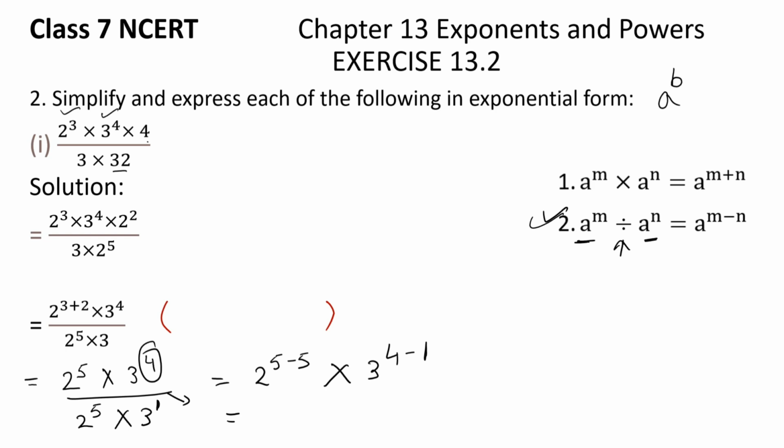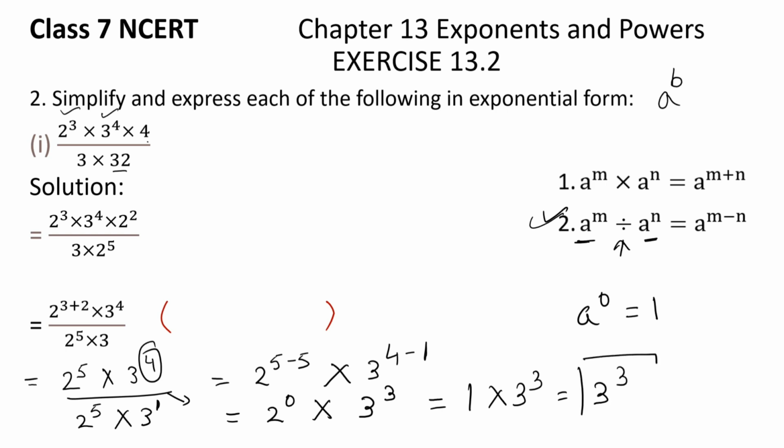So that equals to 2 raised to the power of 0 into 3 raised to the power of 3. We know that a raised to the power of 0 is equal to 1. 2 raised to the power of 0 would become 1 times 3 raised to the power of 3, and the final answer is 3 raised to the power of 3. So whenever you are using any law, you need to mention the law in brackets. Otherwise, marks would be deducted.